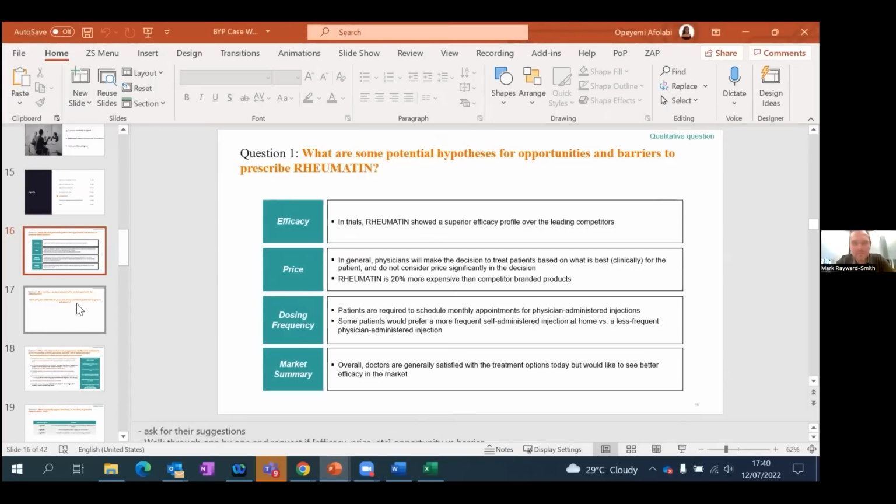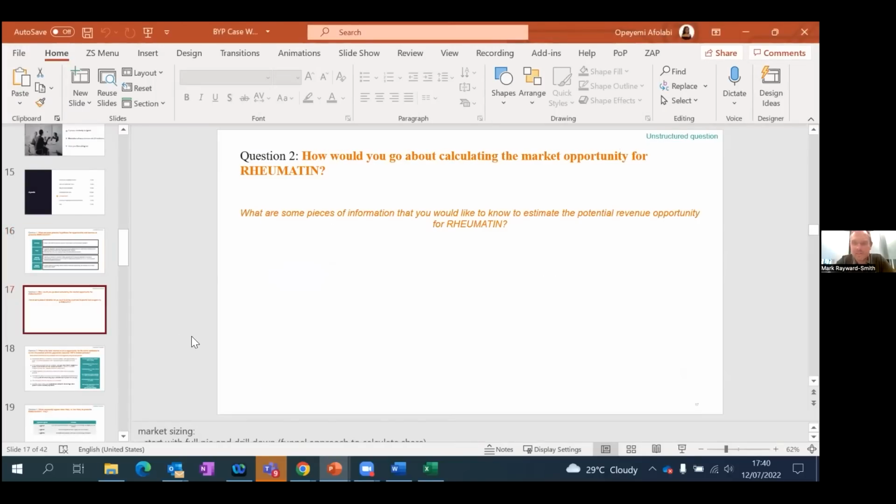Okay, let's move on. So the next question in this case is less qualitative, it's a bit quantitative, but it's quite unstructured, right? So in this situation, having had a conversation about the product and getting comfortable with the case, the interviewer would then ask, how would you go about calculating the market opportunity for Rheumatin? And again, they would then go quiet and wait for the candidate to either try to start answering the question or to ask clarifying questions.